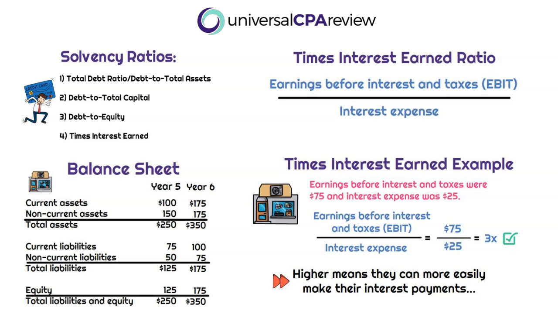Because guess what? If we're hovering around 1x, that means if there's a drop in profitability for the company, all of a sudden they can't pay off their interest payments, right? So that is a very important ratio. So let's dig into it just a bit more.